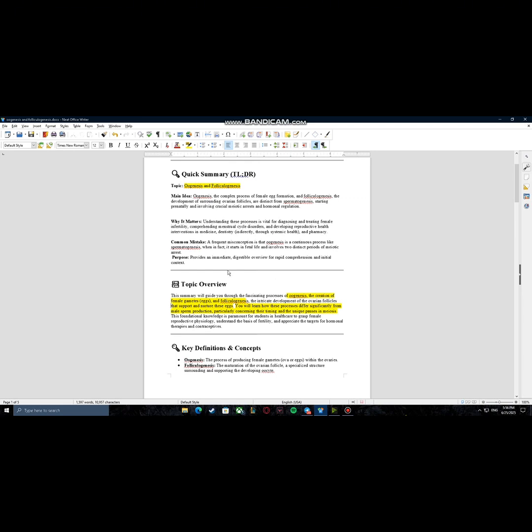A frequent misconception is that oogenesis is a continuous process like spermatogenesis, when in fact it starts in fetal life and ends at menopause. It involves two distinct periods of meiotic arrests.